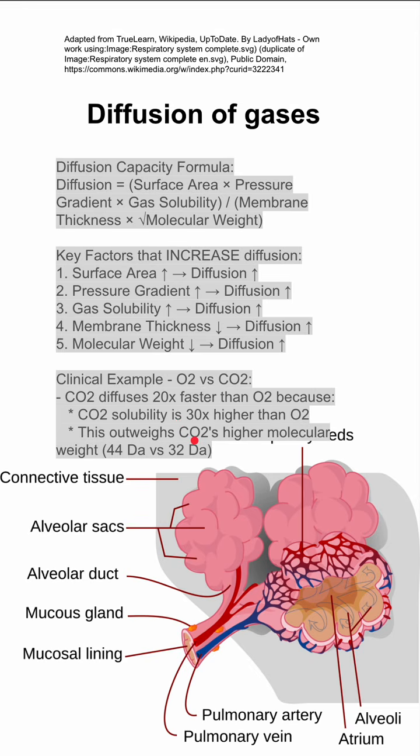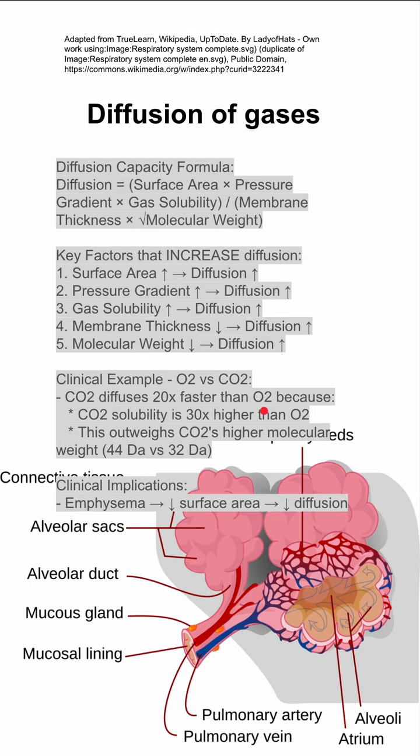However, carbon dioxide is also larger than oxygen. You can compare their weight in Daltons here. Remember, molecular weight was on the bottom, in the denominator. The difference in size between carbon dioxide and oxygen isn't nearly as large as the difference in solubility. So in this case, the solubility wins out and carbon dioxide diffuses faster than oxygen.